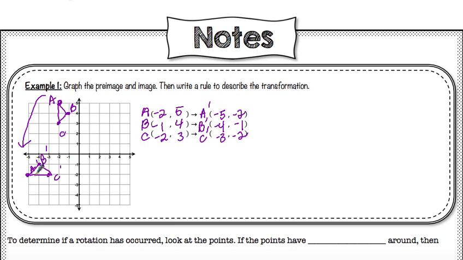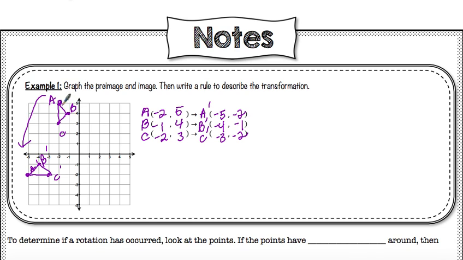Originally I said we went from quadrant 3 to 2, but actually we went from 2 to 3. I was ignoring the prime symbols. So make sure you pay attention to the prime symbols. A, B, and C that don't have prime symbols show you that it's the pre-image. A prime, B prime, C prime have prime symbols. That shows you it's the image, the after. Remember, we have a before and after picture.